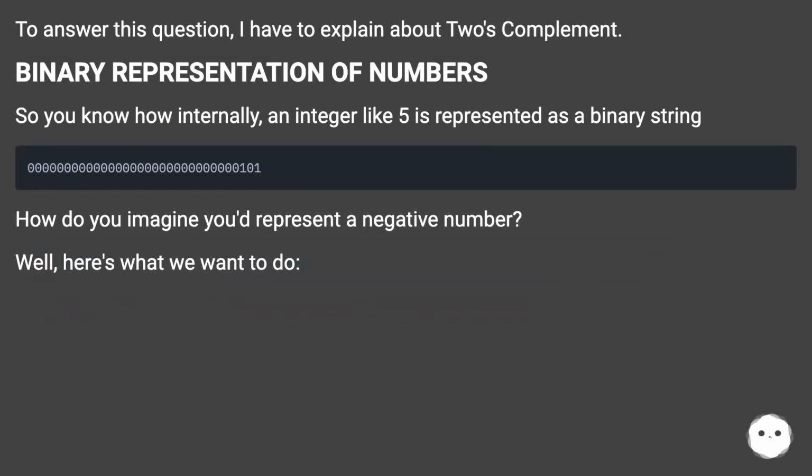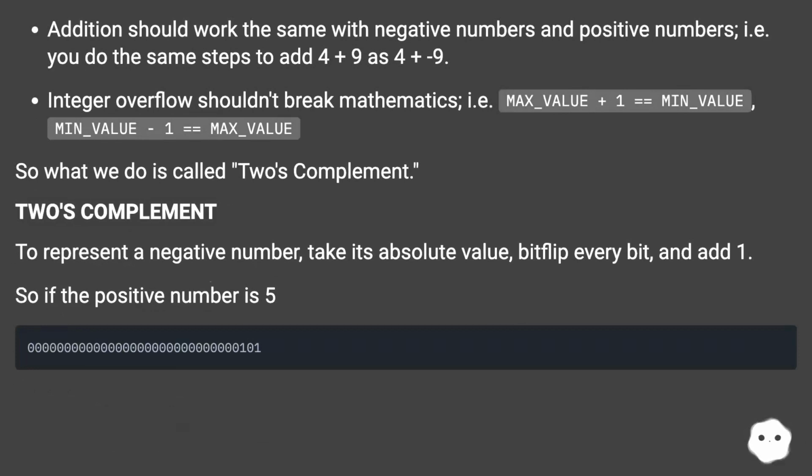To answer this question, I have to explain about 2's complement binary representation of numbers. So you know how internally, an integer like 5 is represented as a binary string. How do you imagine you'd represent a negative number? Well, here's what we want to do. Addition should work the same with negative numbers and positive numbers, i.e. you do the same steps to add 4 plus 9 as 4 plus minus 9. Integer overflow shouldn't break mathematics, i.e. max_value plus 1 equals min_value.